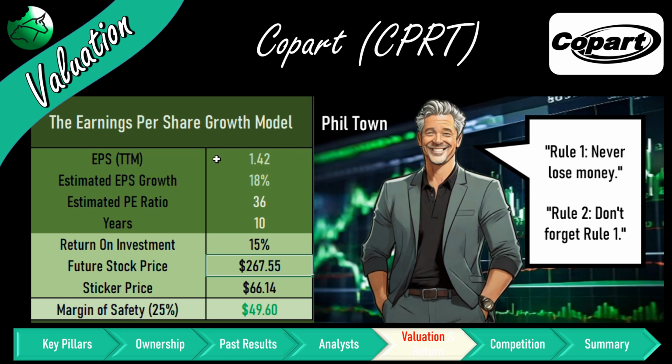And then we work out the current value that Fieldtown calls the sticker price, which is about $66. And then we apply a margin of safety of 25%, and it makes me a buy price of $50.